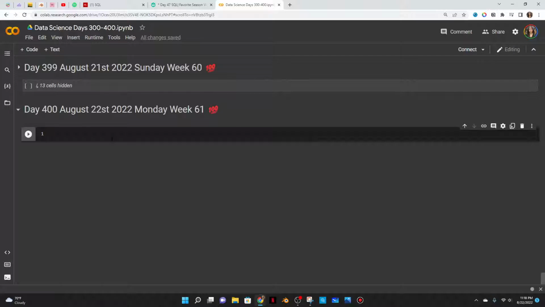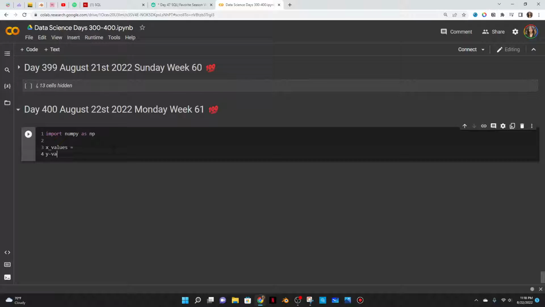And I'm honestly just going to practice what I learned yesterday. Yesterday I generated data from a normal distribution. I sampled from a normal distribution, so I'll do that today as well, and then I'll practice converting it into a data frame just like I did yesterday. It's just practice. So I'll import NumPy as np, and then my x values, my y values.